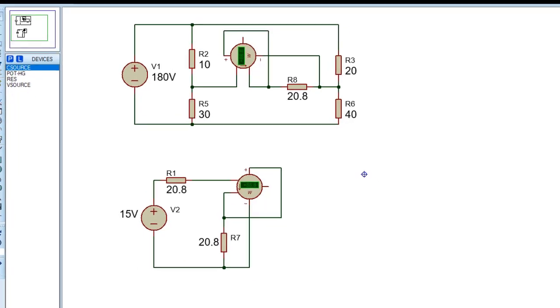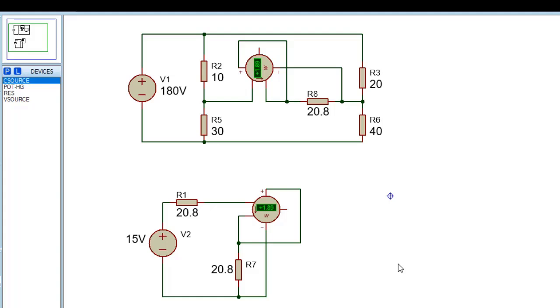Now running the simulation. See here, in the main circuit it is showing 2.7 watt. In the equivalent circuit also it is showing 2.7 watt, that is the maximum power at load. So my calculation is perfect.